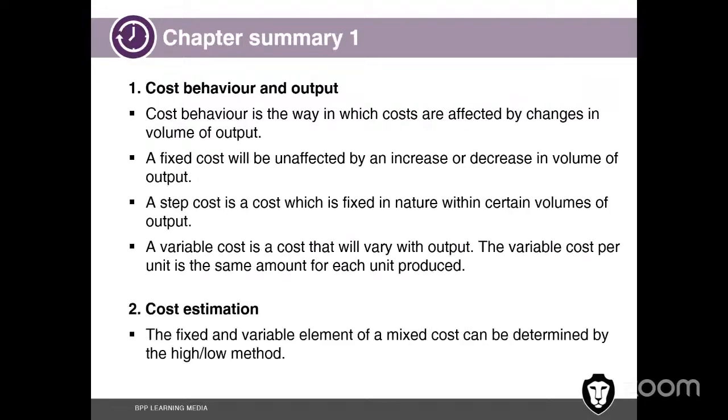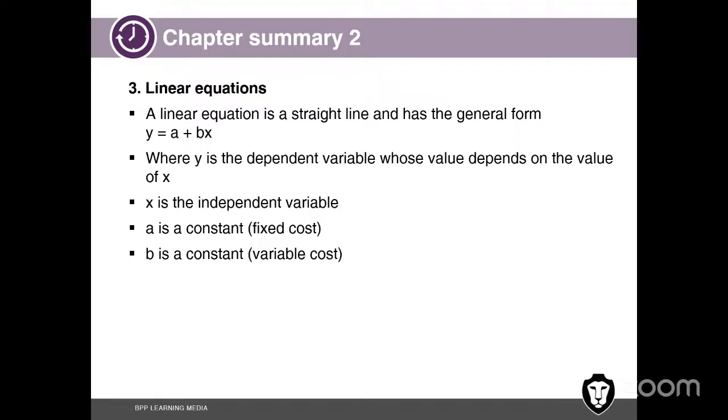That ends chapter 3. So chapter 3 really was looking at cost behavior and output, estimating cost using the high-low method, and then understanding the linear equation. That really is it. So what the Y represents, in this case for costing, the Y represents total cost, the A represents total fixed cost, the B represents variable cost per unit, and the X represents your activity level, right? So that normally would be what the representation of the equation is. And that basically finishes the chapter.